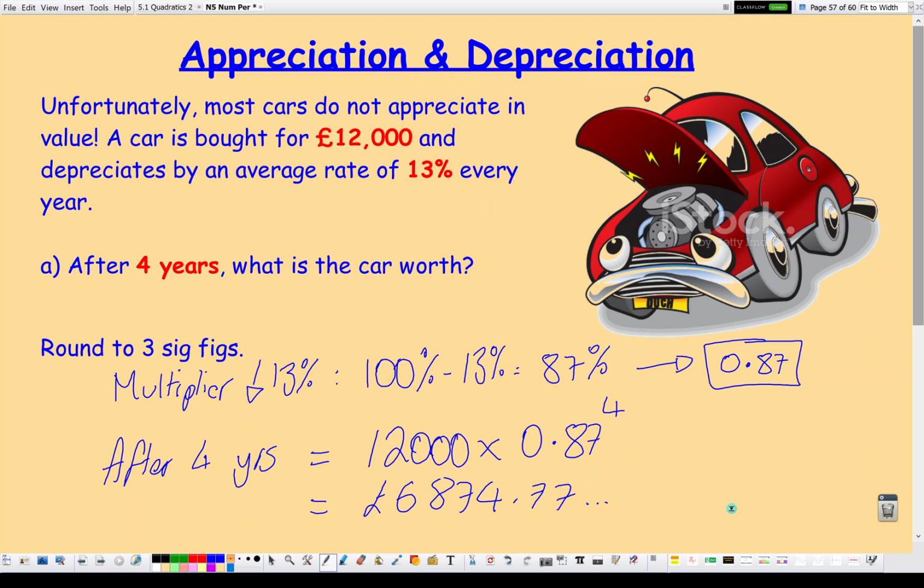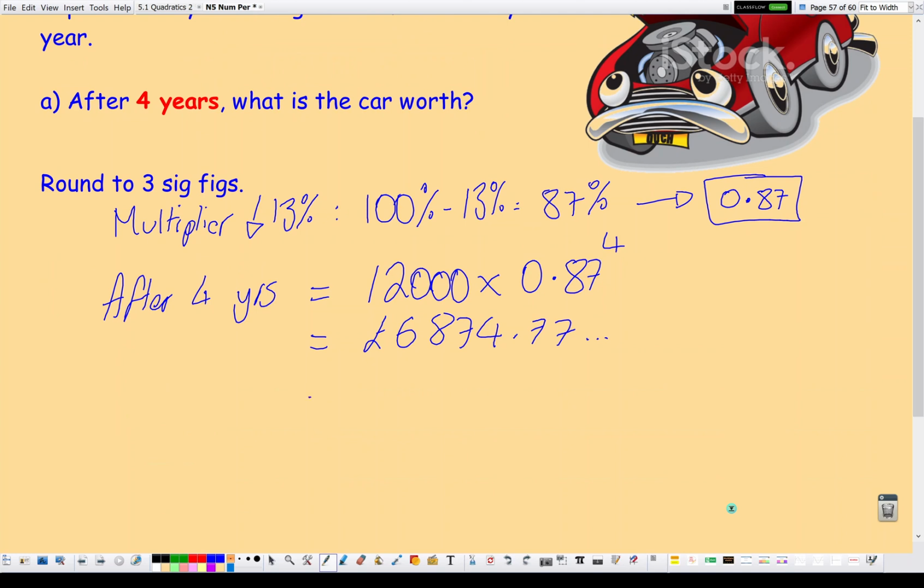The third significant figure is going to be that 7. Remember, anything after that up to the decimal point is going to turn into a 0. So that's going to be 6, 8, that's going to stay as a 7, and that's going to turn into a 0. So 6,870 to 3 significant figures.